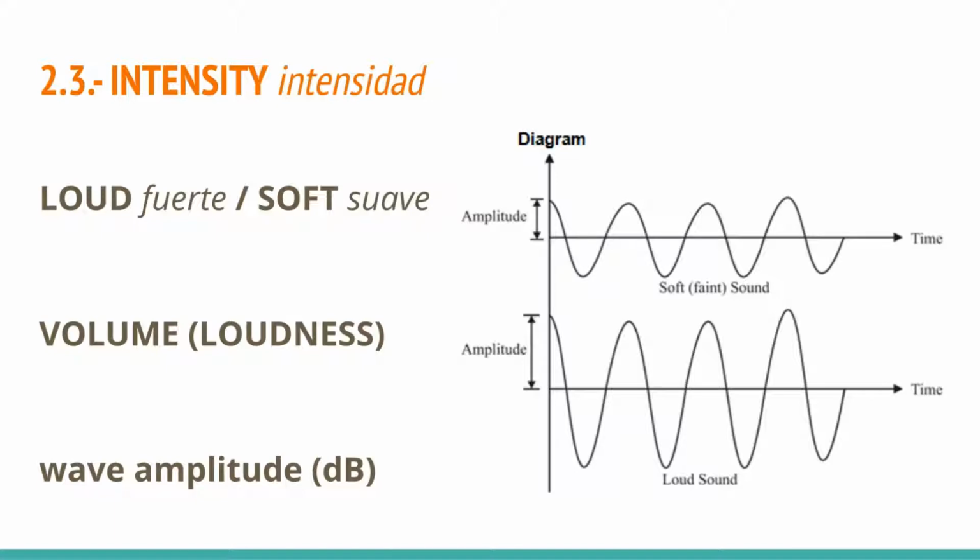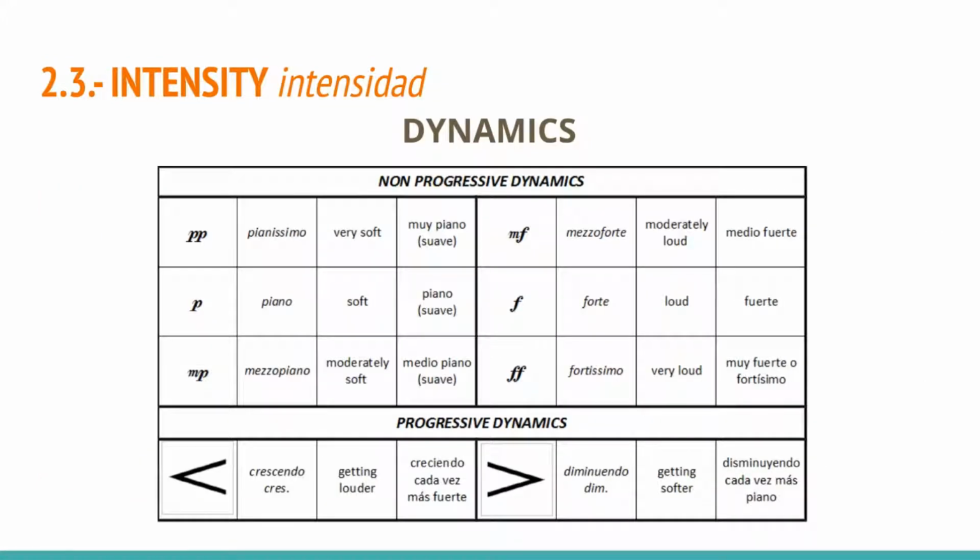2.3. Intensity. This is the characteristic of sound that tells us the difference between a loud sound and a soft sound. It's related to volume and also known as loudness. The scientific term for loudness is wave amplitude, and it's measured in decibels, abbreviated dB. In music, we represent intensity with dynamics. These are Italian words used to express the different degrees of intensity. In this table, you can see the dynamic indications.